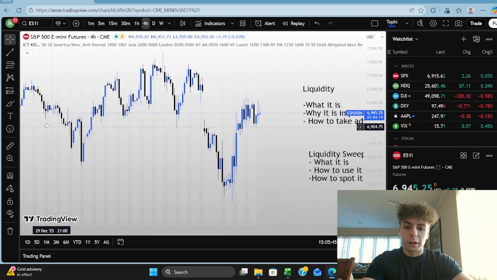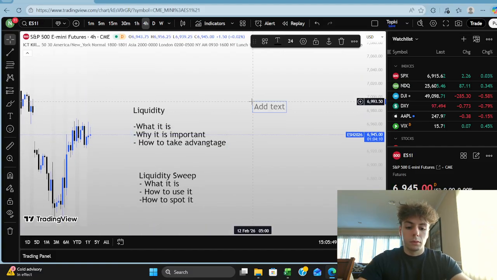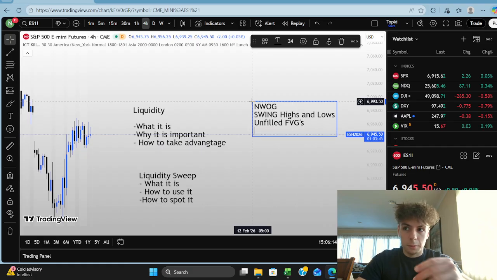As a matter of fact, I'll mark out some of the highest spots of liquidity. The number one spot for liquidity is going to be new week opening gaps. And then it's going to be swing highs and lows. And then it's going to be unfilled fair value gaps. And lastly, it's going to be session highs and session lows.